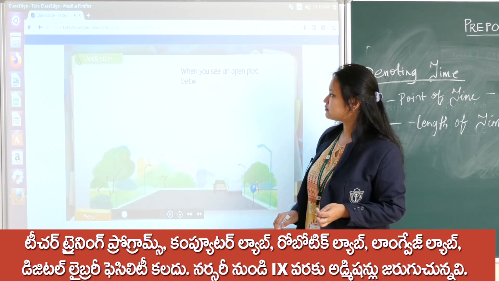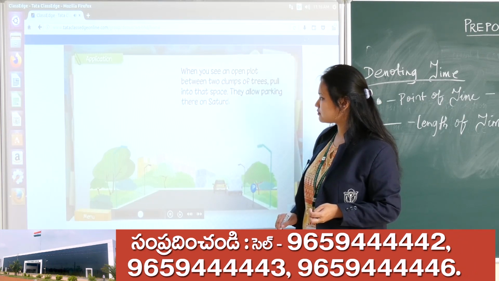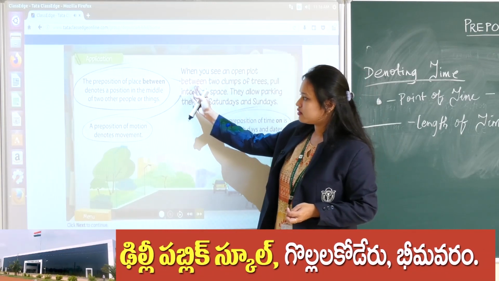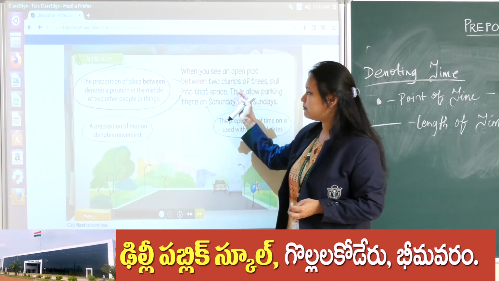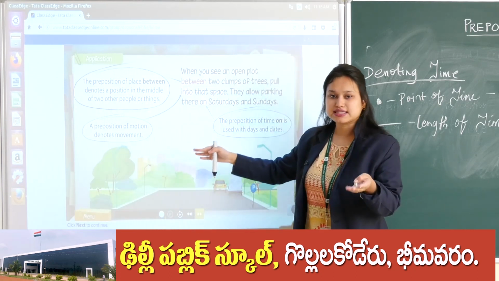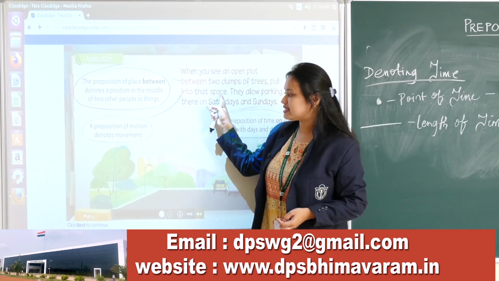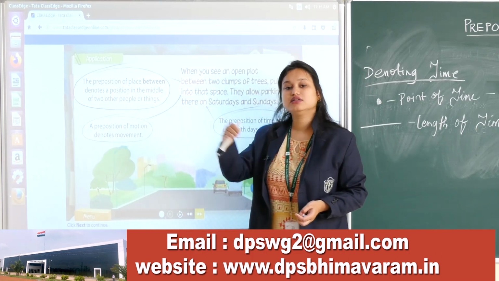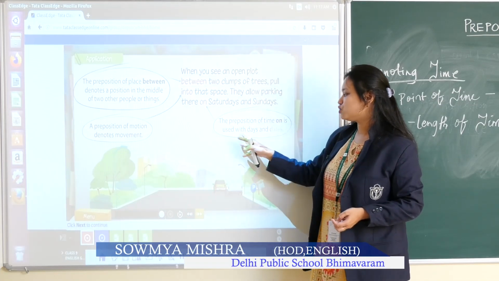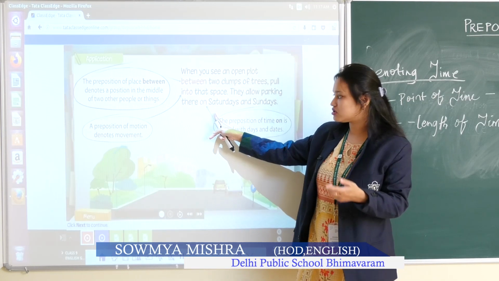When you see an open plot between two clumps of trees, pull into that space. They allow parking there on Saturdays and Sundays. So many prepositions came up. See, between, okay, the place, it is talking about the place, okay, denotes a position in the middle of two other people or things. Between means two and among means more than two, I told you. Okay, into that space, preposition of motion, he entered into the classroom, I told you into. On, the preposition of time, on, is used with days and dates. So here it is used with day, Saturday, on 15th August, on Saturday, right?